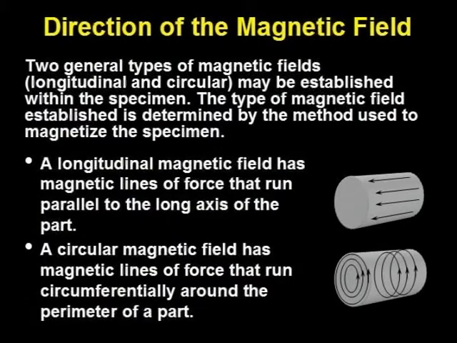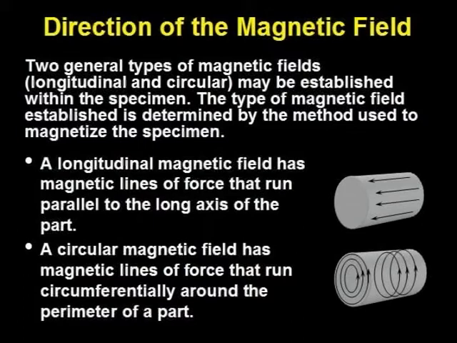There are 2 types of magnetic fields which may be established within the test article. One type has longitudinal lines of force parallel to the long axis. The other type has circular lines of force that run circumferentially around the perimeter. The direction of the lines of force is determined by the direction of the magnetic field used to magnetize the test article.